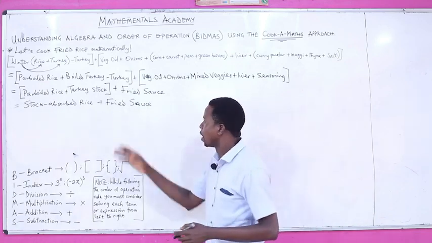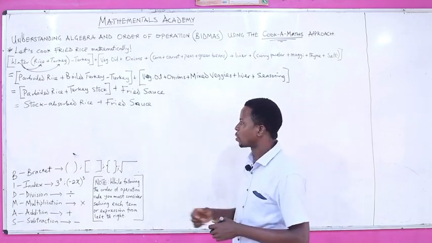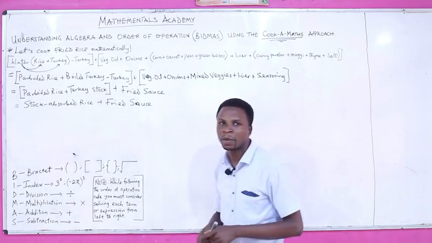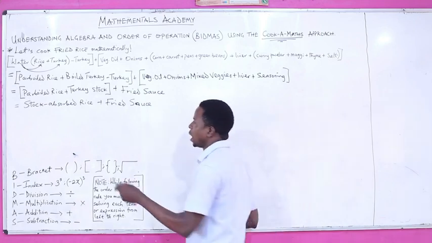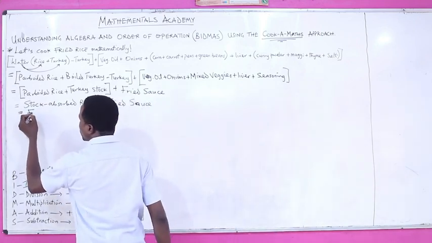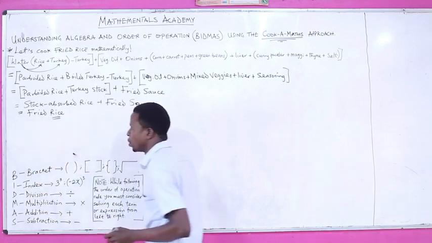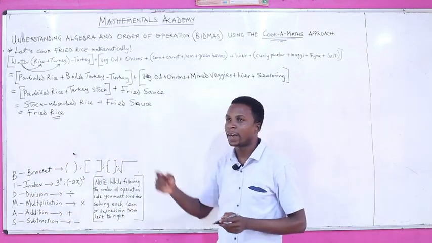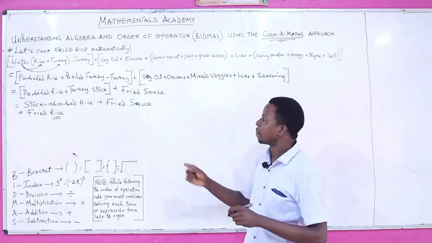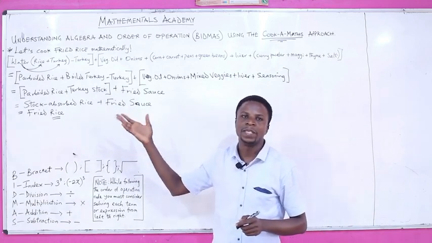We are closer to enjoying our fried rice. So how can we do this? In my pan where I have my fried sauce, all I do is take my stock absorbed rice and pour it in and stir. And you know, I will have my fried rice as my result. Now, this is how algebra is solved.